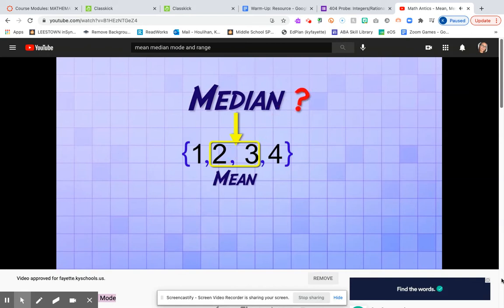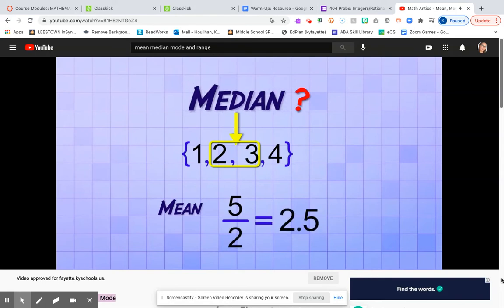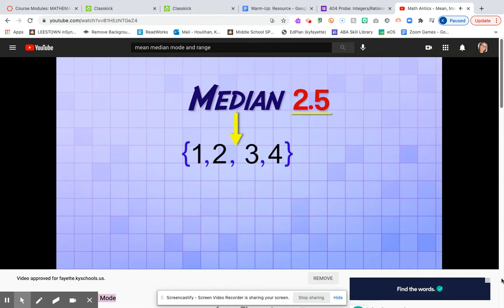For example, in the set 1, 2, 3, 4, we need to take the middle two numbers, 2 and 3, and find the mean of those numbers. We can do that by adding 2 and 3 and then dividing by 2. 2 plus 3 equals 5, and 5 divided by 2 is 2.5. So the median of the data set is 2.5. Even though the number 2.5 isn't actually a member of the data set, it's the median because it represents the middle of the data set and it splits the members into two equally sized groups.